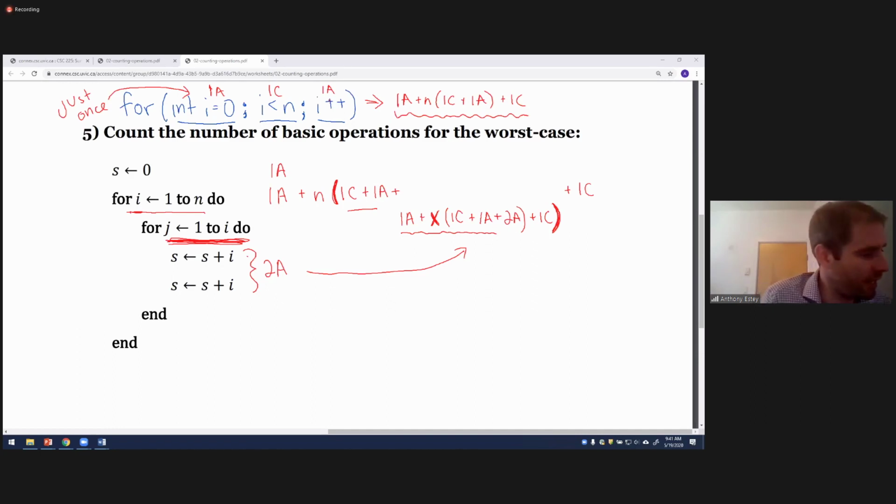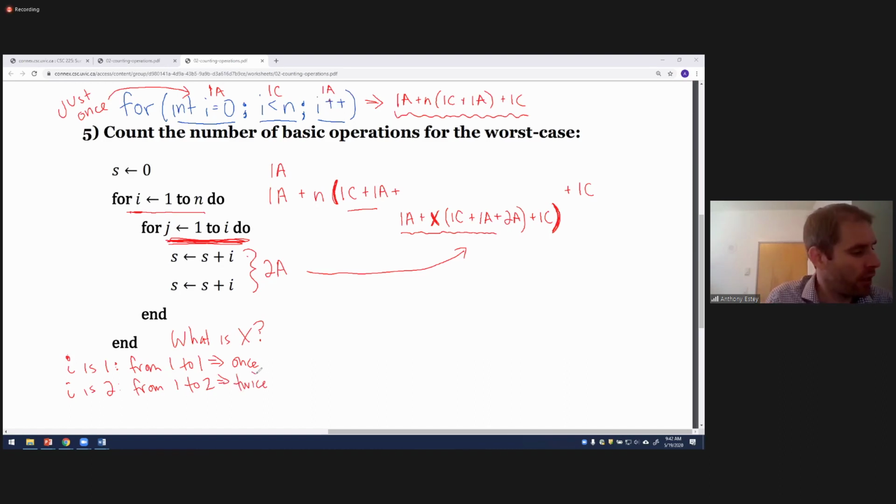So why don't we down here determine what x is. How many times does x run? When i is 1, it's going to go from 1 to 1, which is just once. When i is 2, it's going to go from 1 to 2, which is twice. When i is 3, it's going to go 3 times. So I'm going to erase all this stuff.